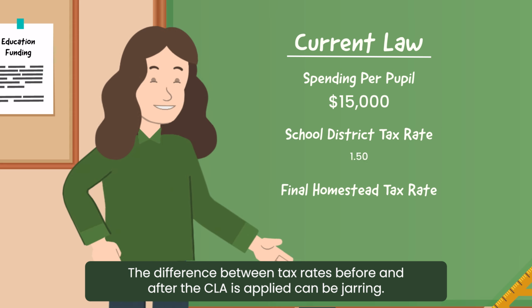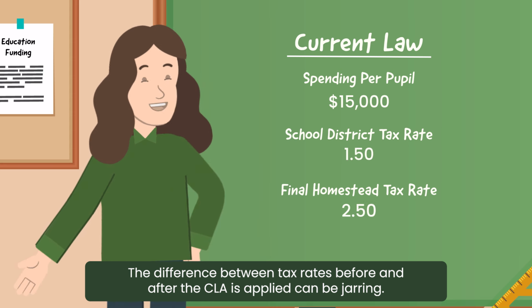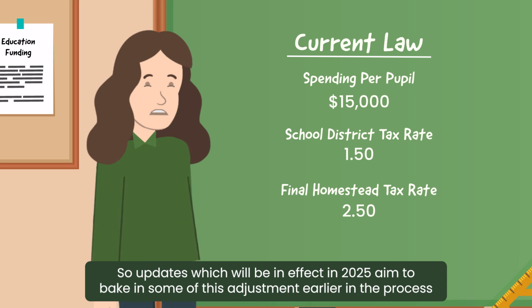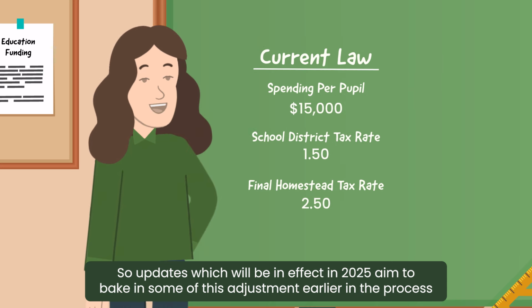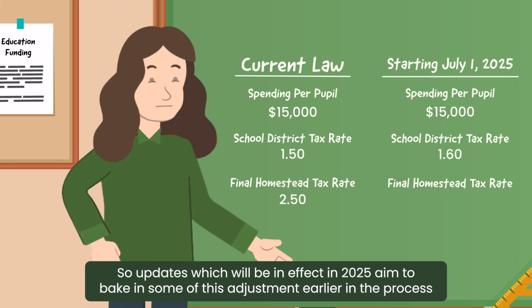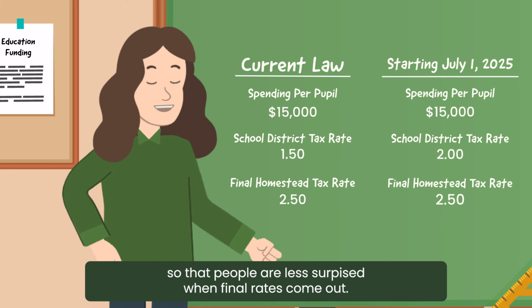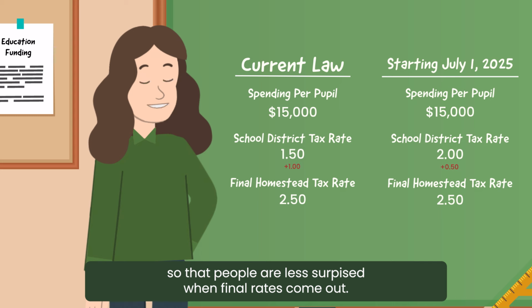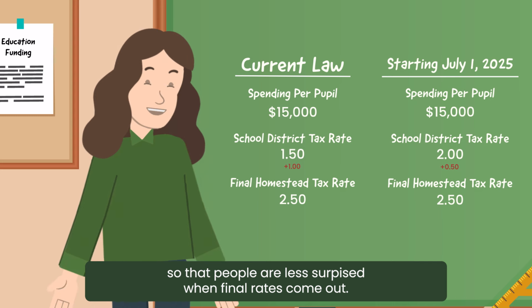The difference between tax rates before and after the CLA is applied can be jarring, so updates, which will be in effect in 2025, aim to bake in some of this adjustment earlier in the process so that people are less surprised when final rates come out.